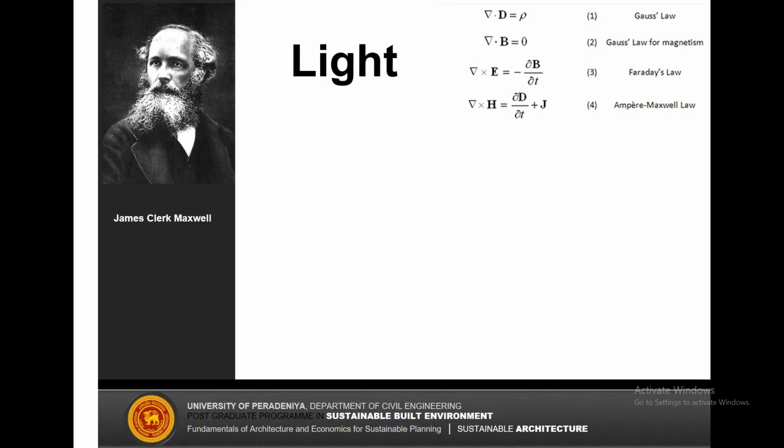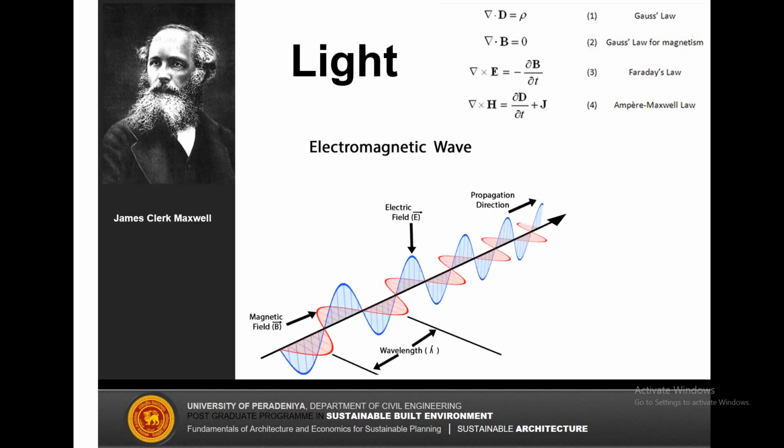So when he worked out these equations and fiddled with them, he found that it comes up with a kind of wave, which he identified as an electromagnetic wave, and he found a way to generate these kinds of waves using an antenna.